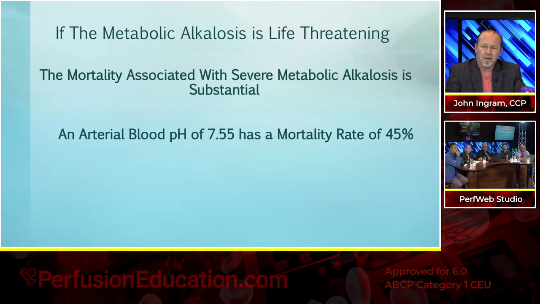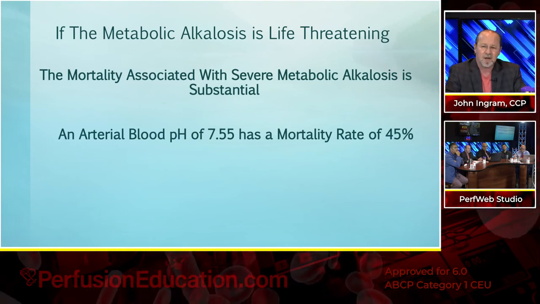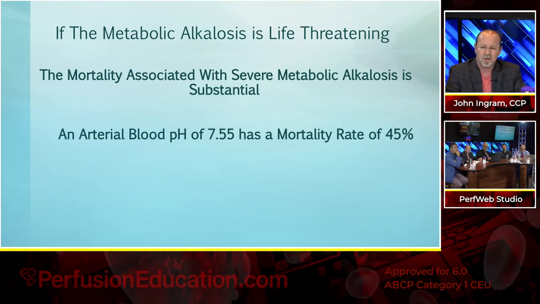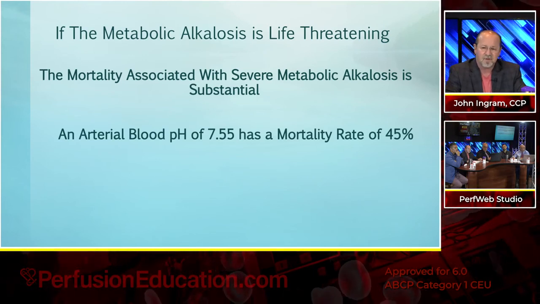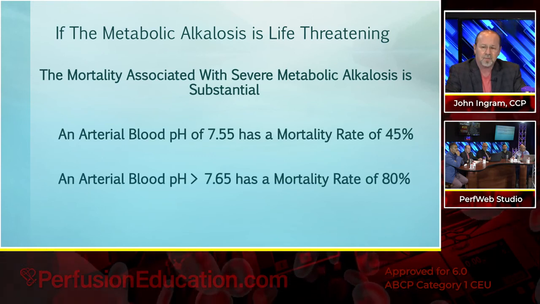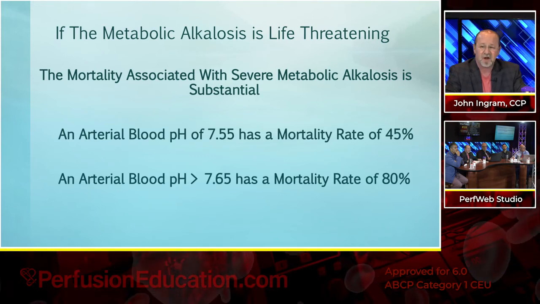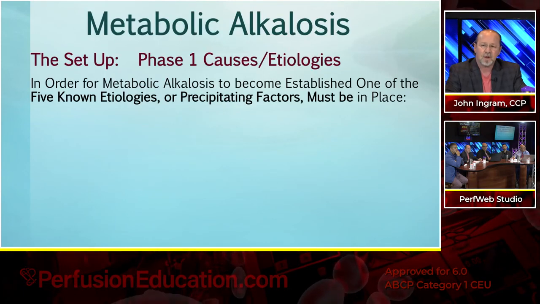So when is metabolic alkalosis life-threatening? Well, the mortality associated with severe metabolic alkalosis is actually quite substantial. An arterial pH of 7.55 has a mortality rate of 45%, but an arterial blood pH greater than 7.65 has a mortality rate of 80%. So this is why we care about this.